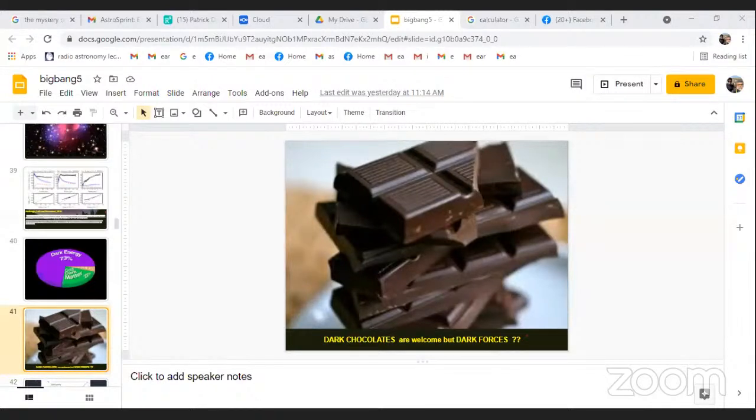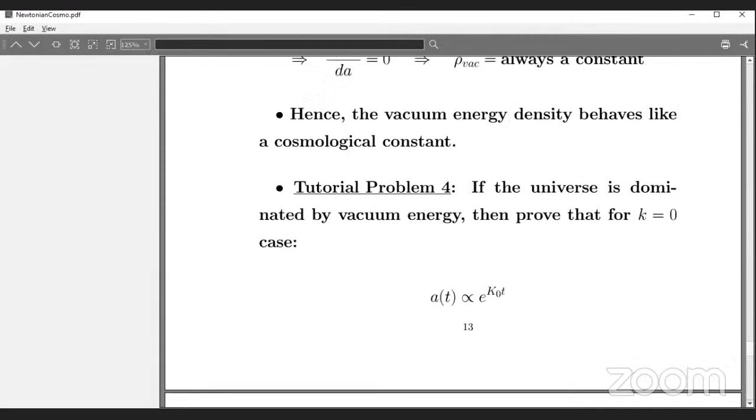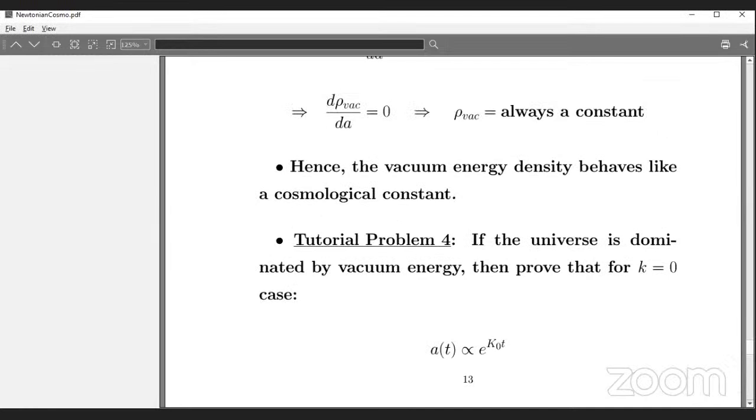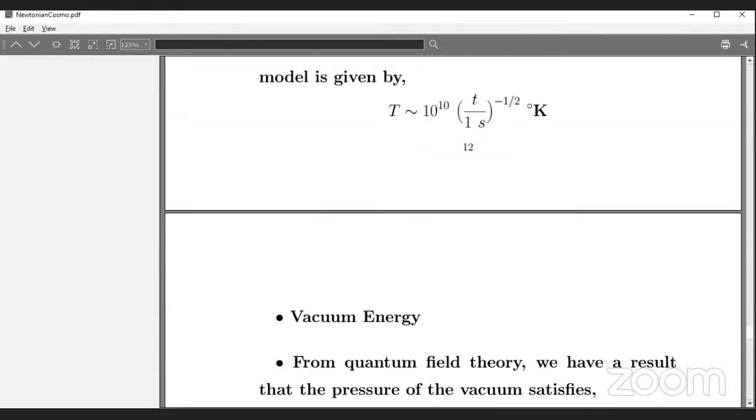Let me go back to my tech file. So I'll stop sharing this, and then I'll share the tech file again. That's a very good question. Yeah, so are you able to see the tech file again? I can see it. The tech file which I had shared earlier. Can you see page number 13, tutorial problem 4? Yes, yes. Okay. So let's go back to our thermodynamic equation.